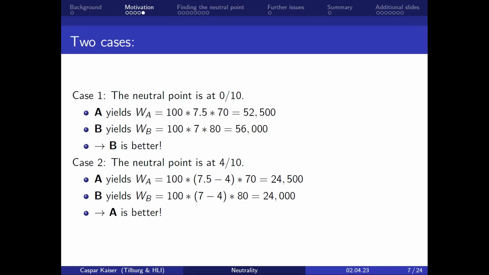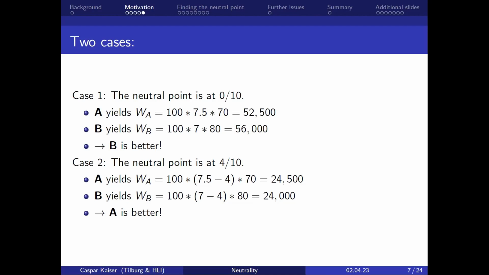So at 1 out of 10, we would still prefer to be alive, but at 0 out of 10, we would prefer not to be alive. So if we then go through this calculation of what total well-being is, what we find is that intervention B, the one that extends our lives, is actually the better intervention.